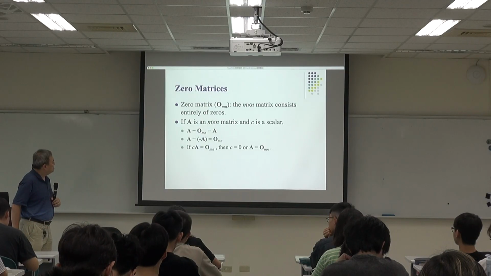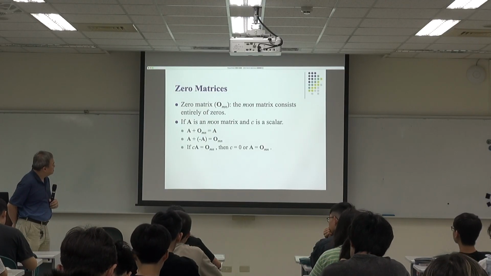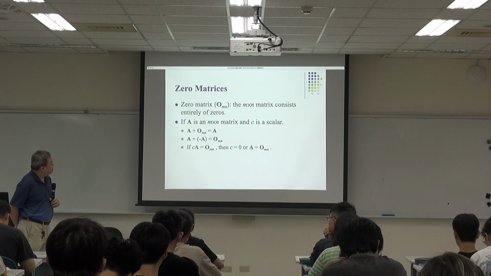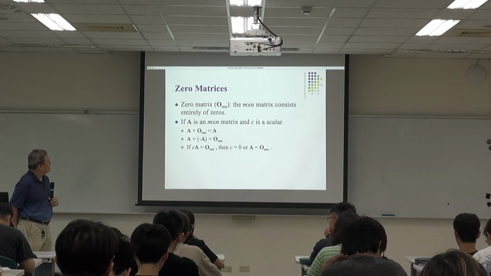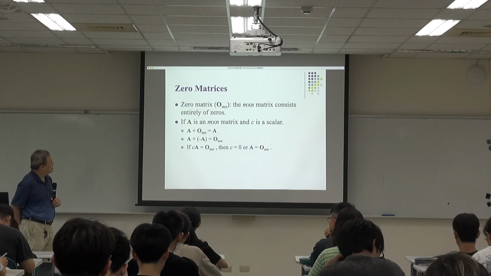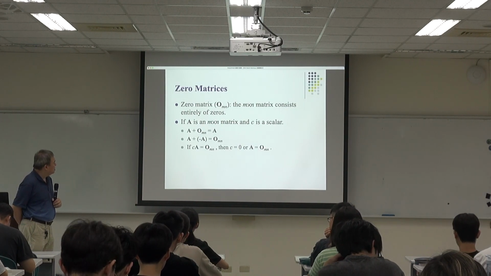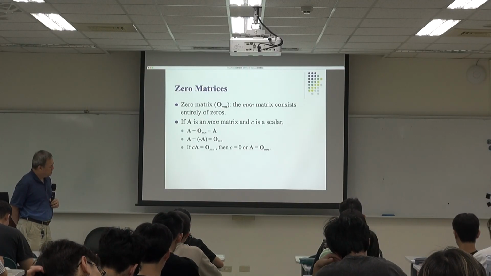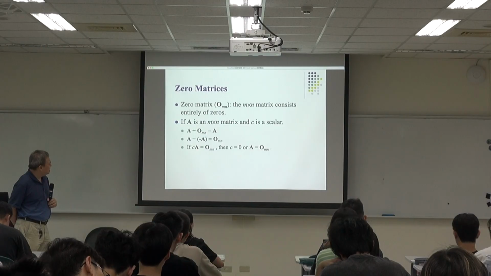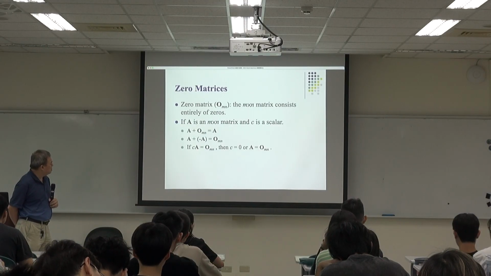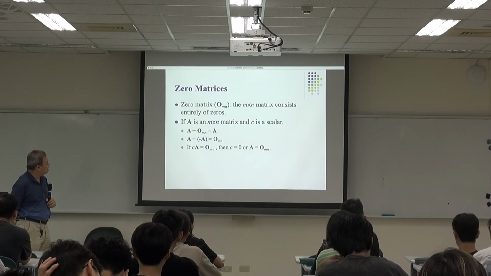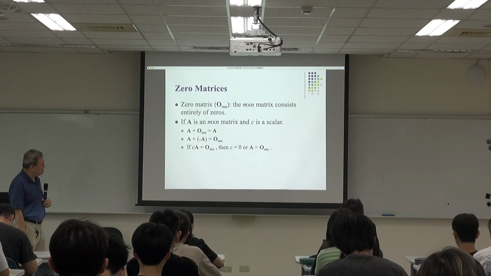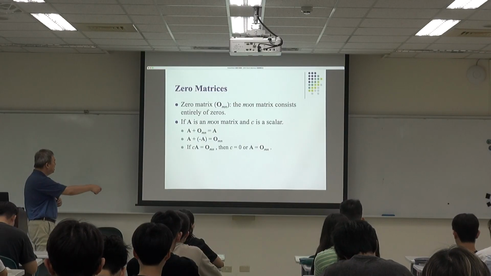And we could have a zero matrix. Okay, zero matrix is represented by big O_MN. It is like an M by N matrix consisting entirely of zeros. So if every element is a zero, when you add A to this zero matrix, obviously it doesn't change A.